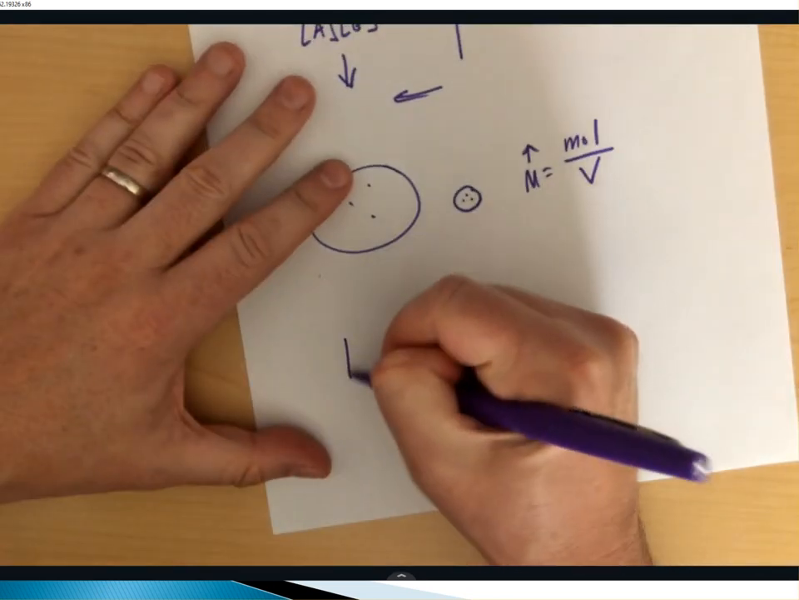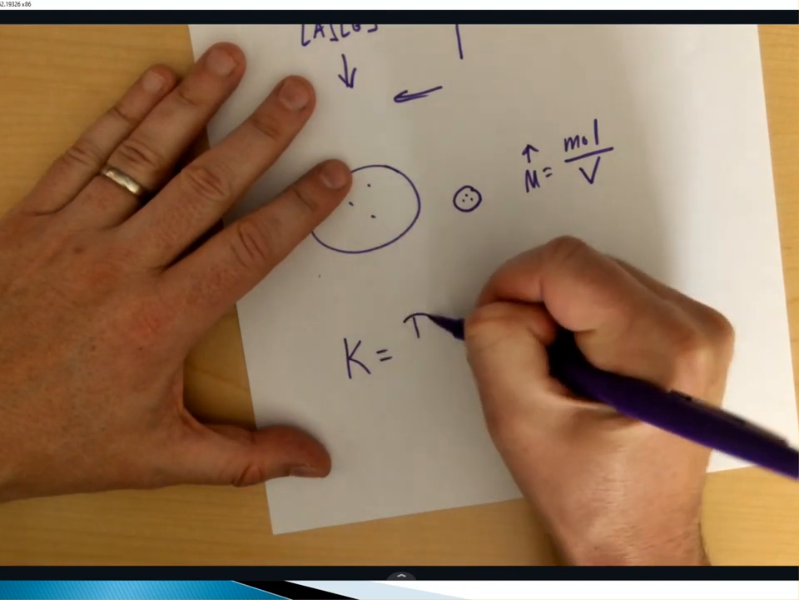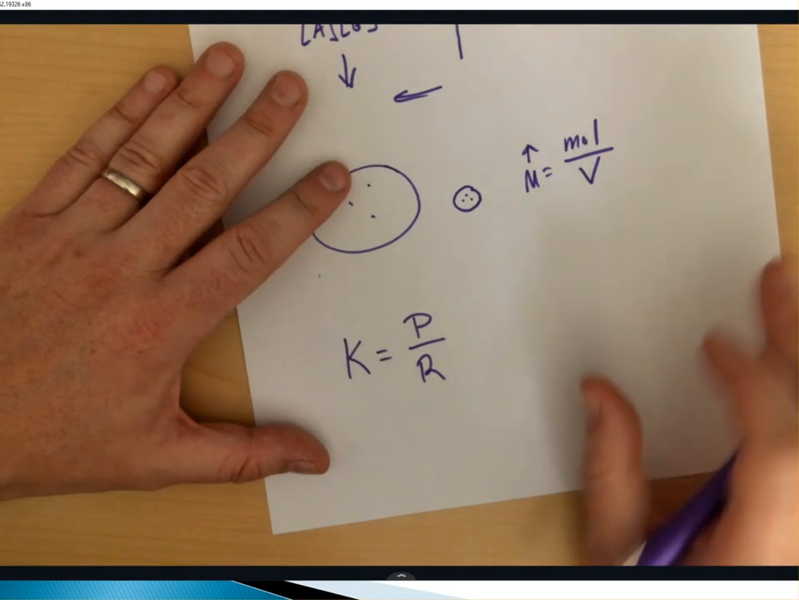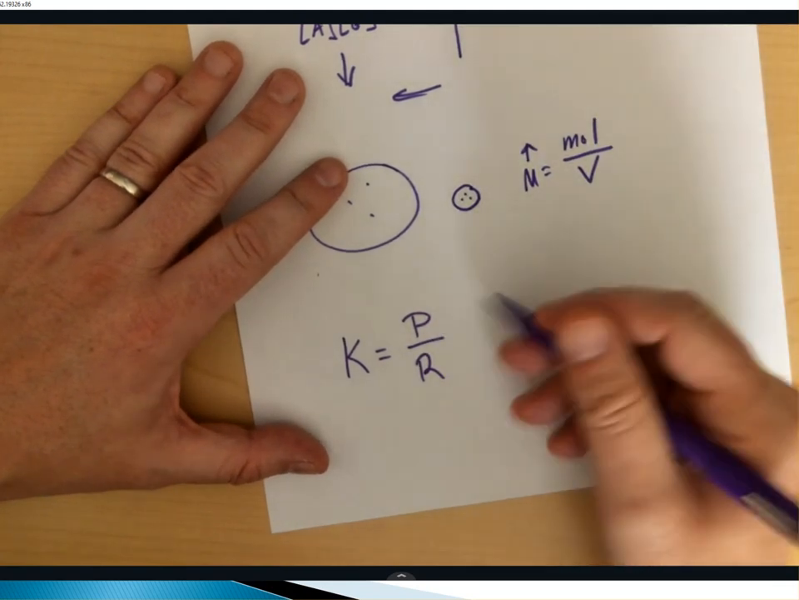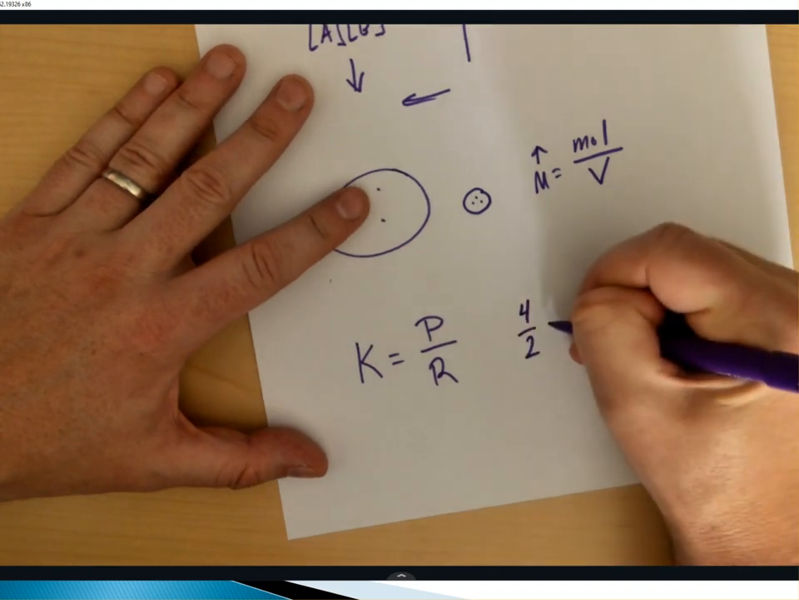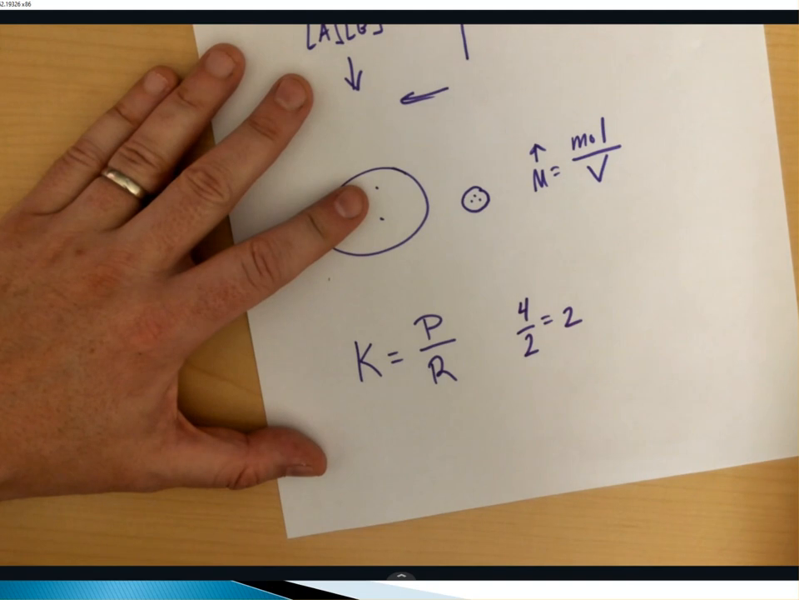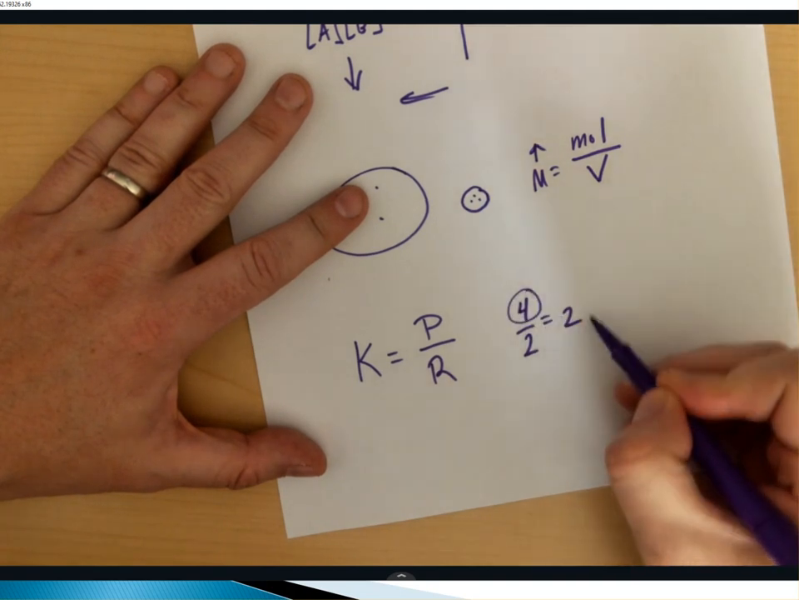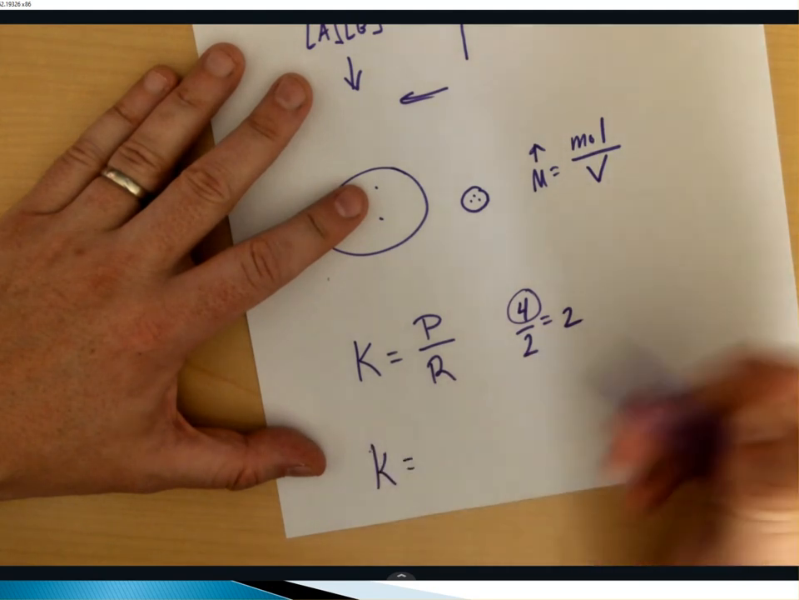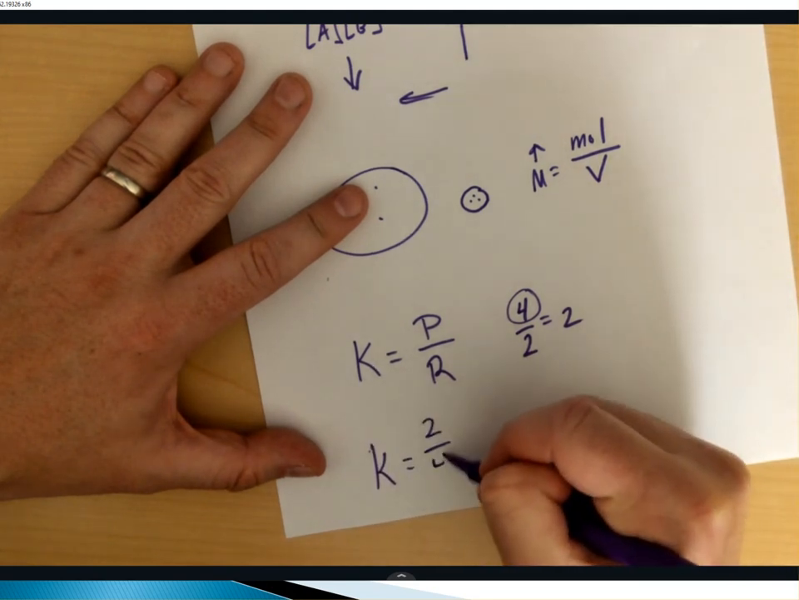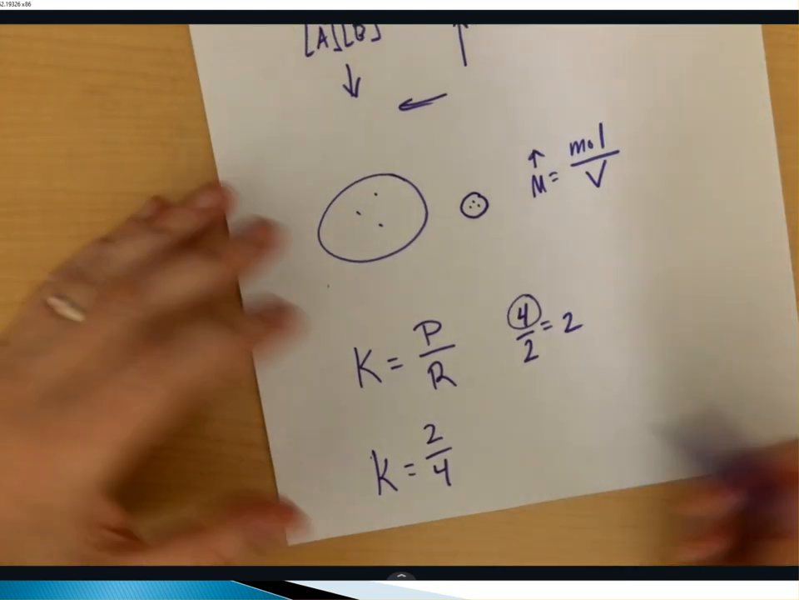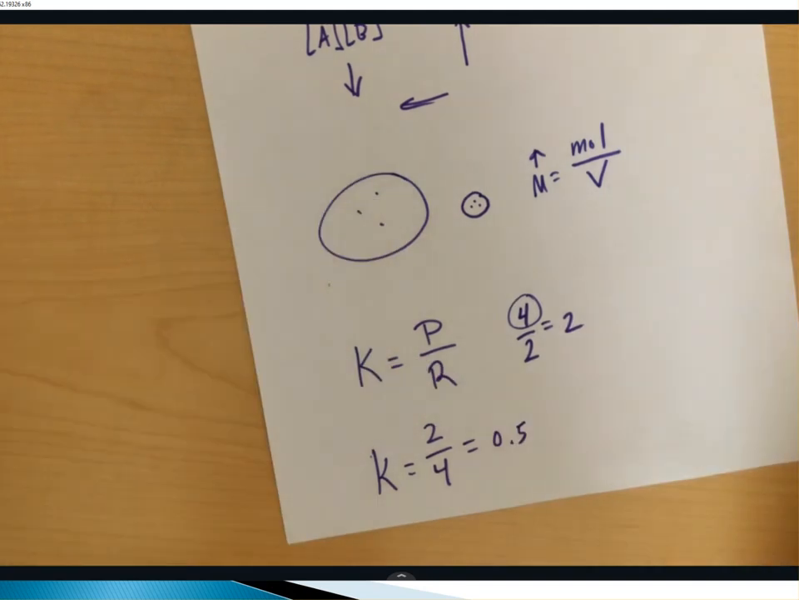So in a very general sense, each K equation is just products over reactants. Let's consider two situations. One, where we have more products than reactants. Let's just say 4 over 2 equals 2. So if the numerator is bigger, it'd be greater than 1. Now let's look at another one where we have more reactants than products. If I had 2 units of products and 4 units of reactants, that would be equal to 0.5.